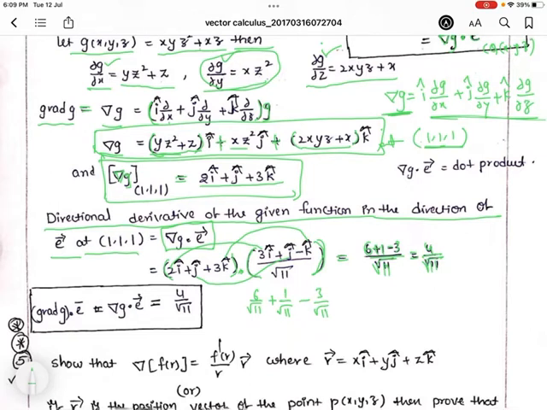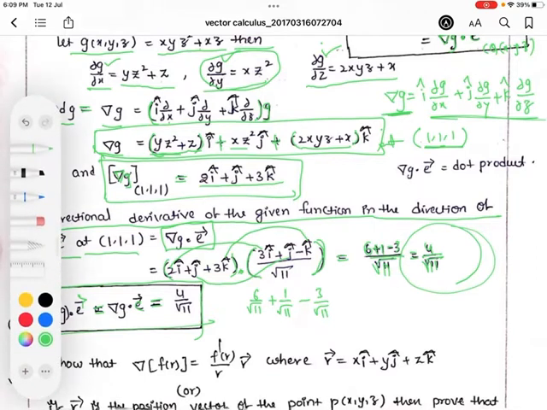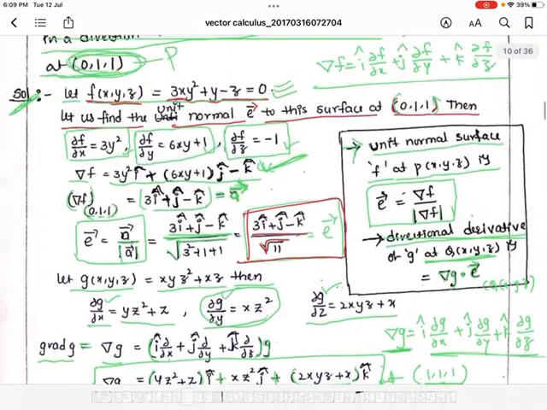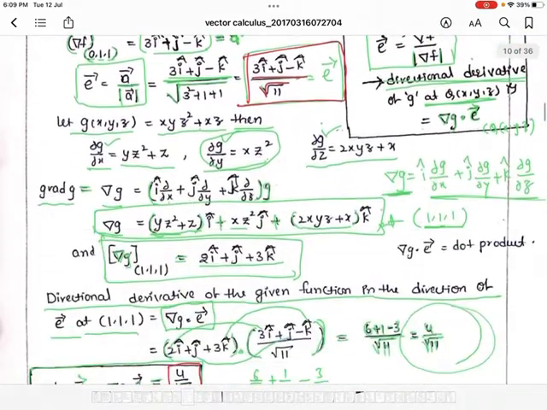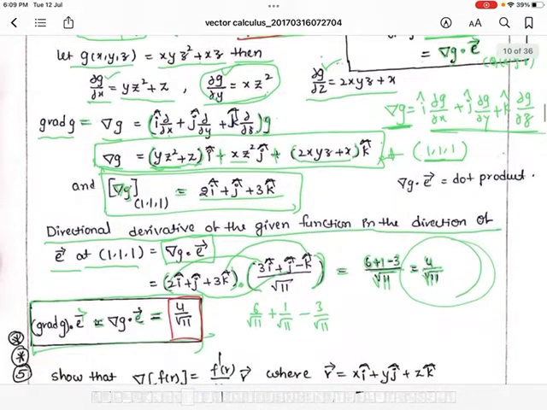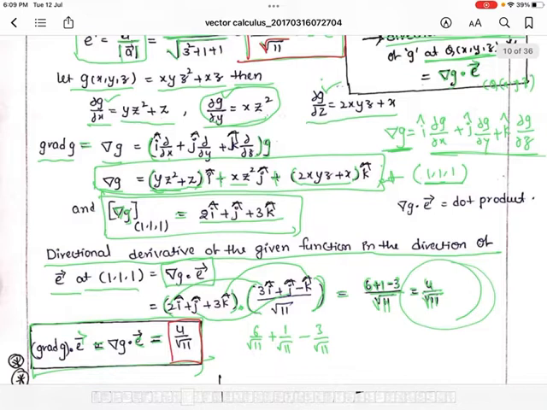So now gradient g dot vector e, which is equal to del g dot vector e, after simplification is 4 by root 11. So this is the solution: the directional derivative of this function at the point (1, 1, 1) is 4 by root 11.